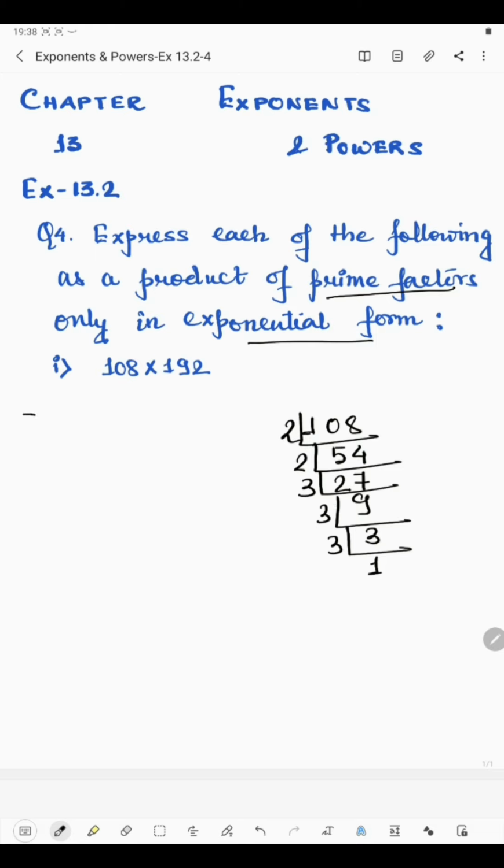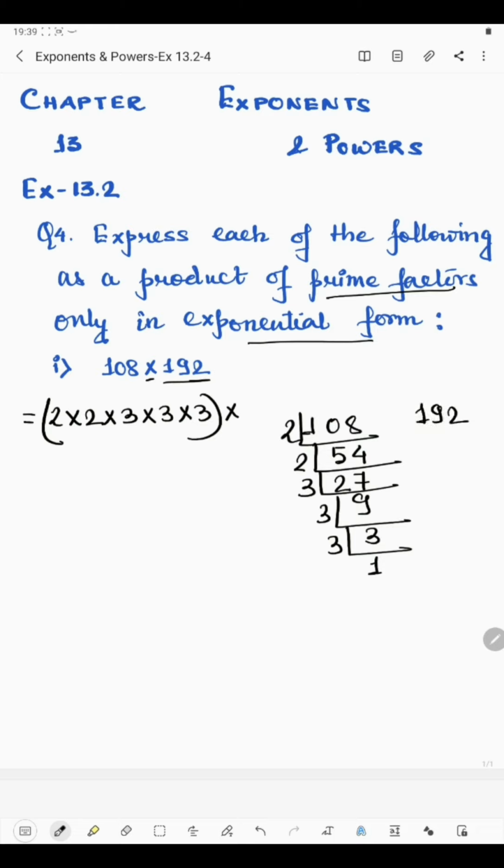So let us write that. How many 2s? We have two 2s, and three 3s. Now we have a multiply sign. We have to find the factors of 192.